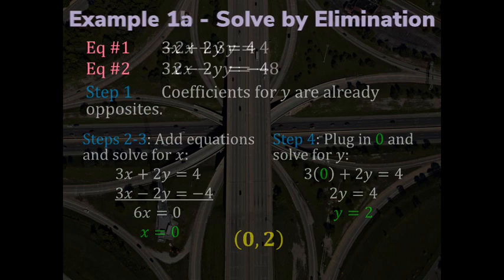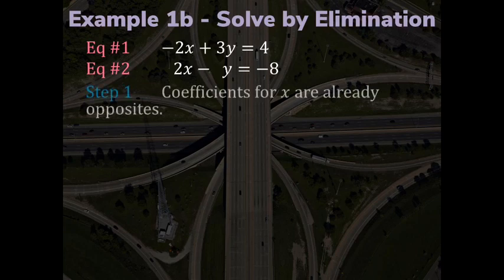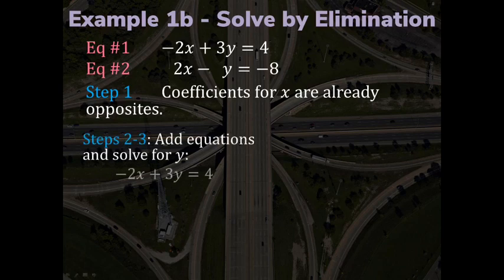All right, here's another example. Negative 2x plus 3y equals 4. 2x minus y equals negative 8. So you will notice again that you do not have to multiply any equation because the negative 2x and the 2x are opposites. So you can add up the equations and the x terms will go away. They'll be eliminated. Now we're going to add the two equations together. So you get negative 2x plus 2x, that's gone. 3y minus y becomes 2y. 4 minus 8 becomes negative 4. So you divide both sides by 2, and you get that y equals negative 2. So you're going to plug in negative 2 into either equation and solve for x.